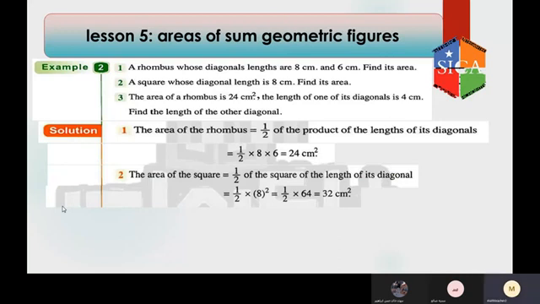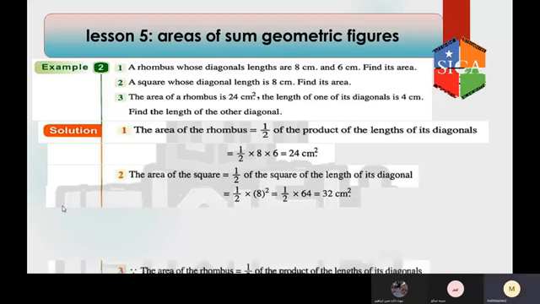The third one, the area of a rhombus is 24 square centimeters. Here he gave me the area, 24 square centimeters. The length of one of its diagonals is 4. Find the other diagonal. Our rule here is the area of the rhombus equals half times diagonal 1 times diagonal 2. The area 24 equals half times the first diagonal, here 4, times the second diagonal, here unknown. Then the other diagonal will equal 24 divided by half the first diagonal. This is the way to get the diagonal: the diagonal in the rhombus equals the area of the rhombus divided by half the other diagonal.